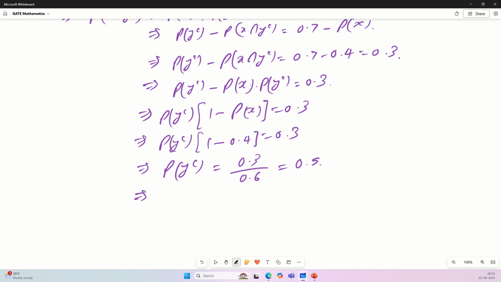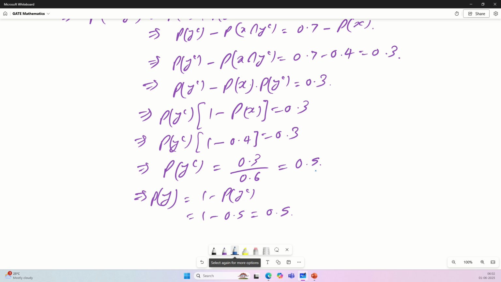So from this, can we write my probability of Y will be what? 1 minus probability of Y complement. So that is going to be 1 minus 0.5, which is going to be 0.5. Okay. Now let us do that. What was the probability that was needed? Probability of X union Y. So that will be written as probability of X plus probability of Y minus probability of X intersection Y.